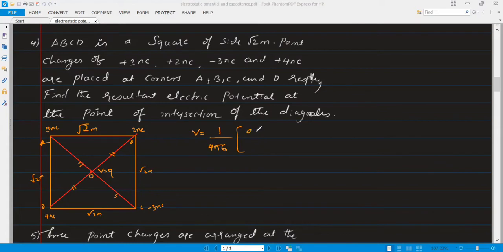ಹಾಗಾದ್ರೆ ನಾವು ಹೀಗೆ ಬರೆಯೋಣ, Q1 ಅಂದ್ರೆ ಇಲ್ಲಿರುವ ಚಾರ್ಜ್, Q2 ಅಂದ್ರೆ ಇಲ್ಲಿರುವ ಚಾರ್ಜ್, Q3 ಅಂದ್ರೆ ಇದು, ಆಮೇಲೆ Q4 ಅಂದ್ರೆ ಇಲ್ಲಿರುವ ಚಾರ್ಜ್. Q1 divided by AO plus Q2 divided by BO plus Q3 divided by CO plus Q4 divided by DO ಆಗಬೇಕು. ಸೊ ಇದರೊಳಗಡೆ ಒಂದು ಕಂಡೀಷನ್ ಗೊತ್ತಾಯ್ತು ನಮಗೆ, AO is equal to BO is equal to CO is equal to DO.